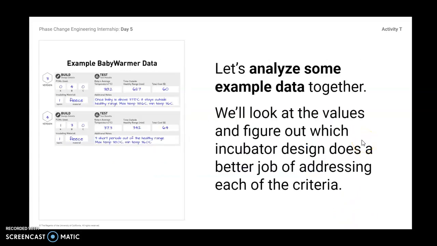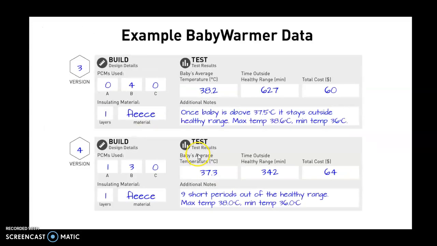All right. Let's analyze some example data together. We'll look at these values and figure out which incubator design does a better job of addressing each criteria. Okay, so here's our data. Which version do you think works better? Okay, if we say it's version 4, let's look at it. The baby's temperature, is it closer to 37 degrees? Absolutely, it's in the 37-degree range.